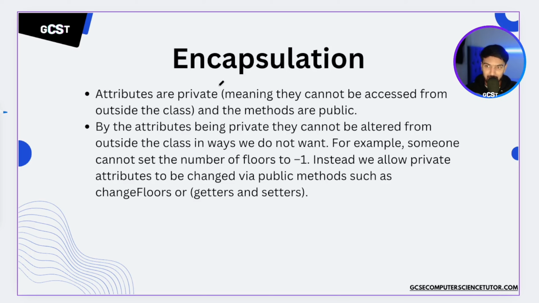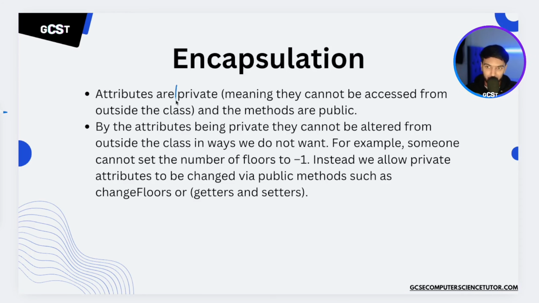So what this is, attributes are private. Make sure you remember that the variables that are in the class need to be private, meaning they cannot be accessed from outside the class, and the methods are public. By attributes being private, they cannot be altered from outside the class in ways that we don't want.